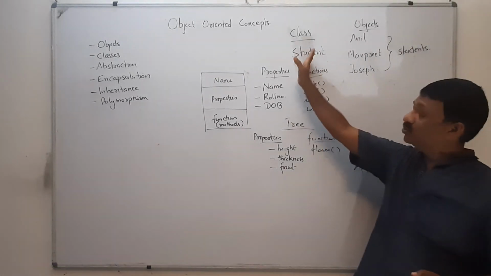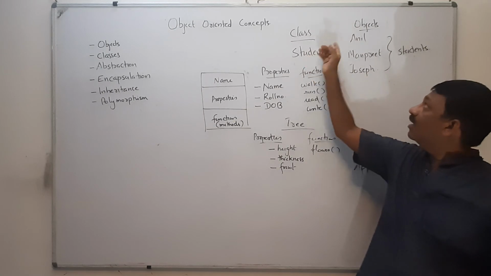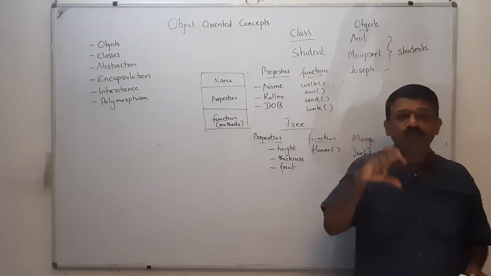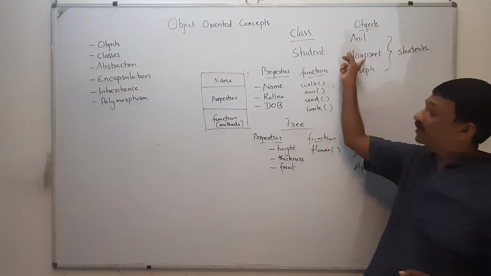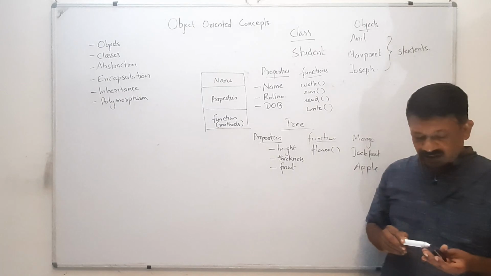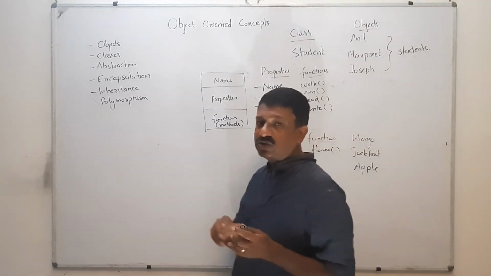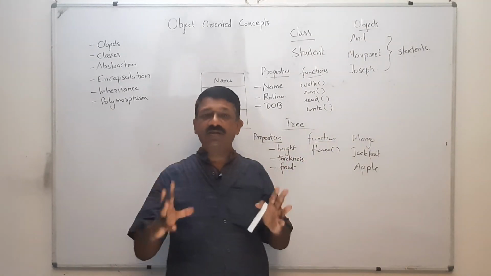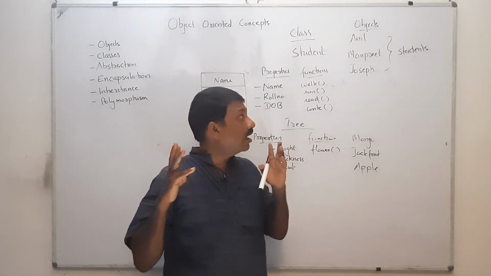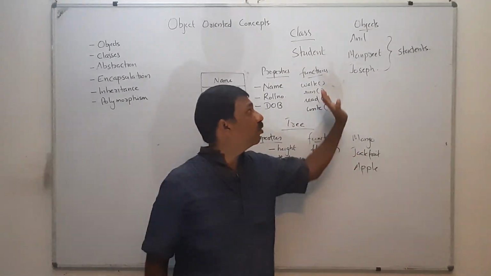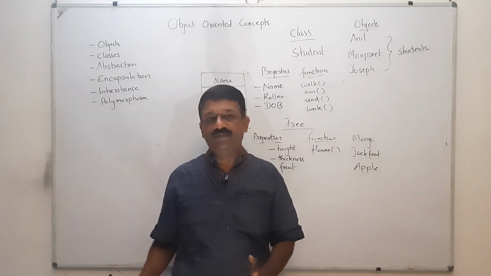Suppose that you have a student named Anil. When you are creating this Anil, then Anil is an object. Then Manpreet is another object, and Joseph is another object. That means the real world object, the actual object, is created from a class. The class is the general one, and the object is an instance of that.